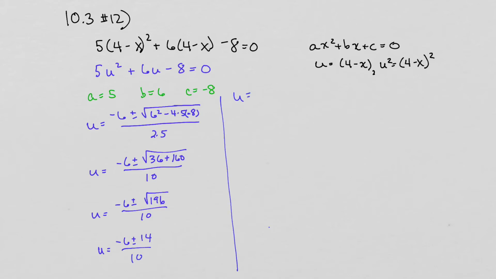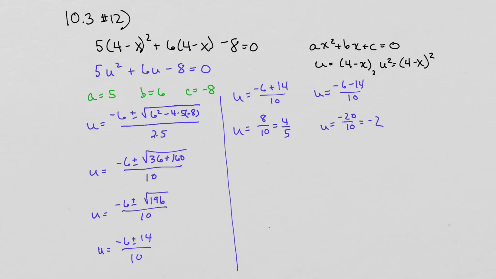So u is negative 6 plus 14 over 10, or u is negative 6 minus 14 over 10. That would be 8 tenths, which is 4/5 for one value of u, or negative 20 tenths, which is negative 2. Now these aren't your answers for the x. We were trying to find the value for x, and what we found is the value for u. We found the u that makes this equation true, 5u squared plus 6u minus 8 is 0.